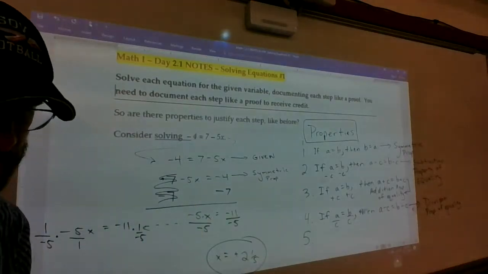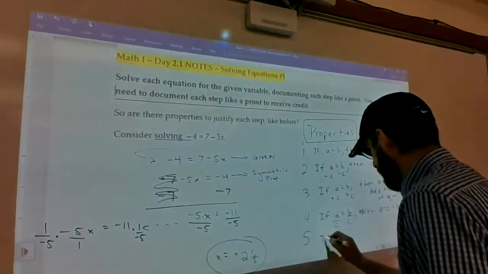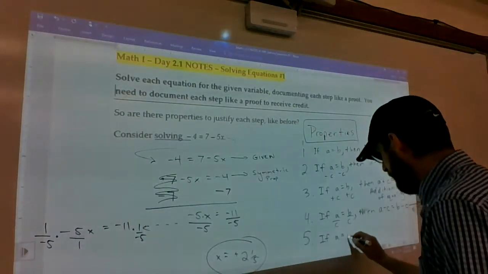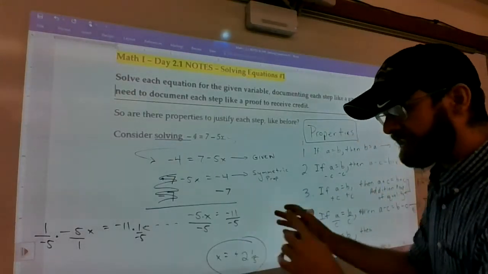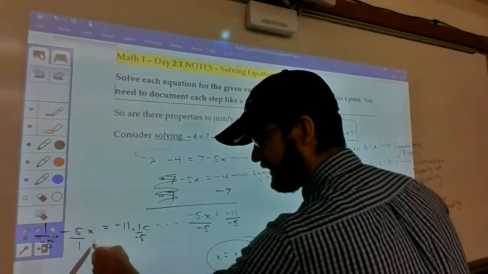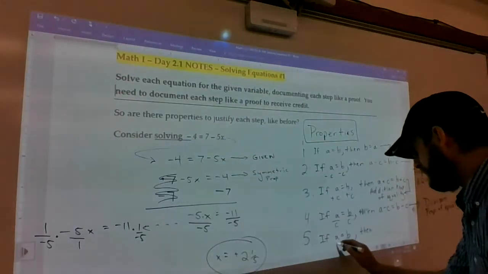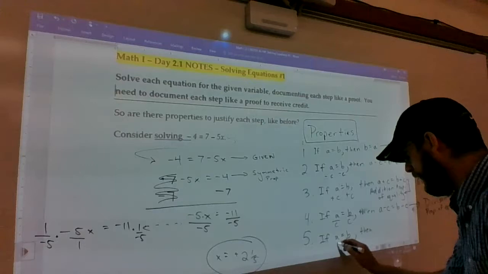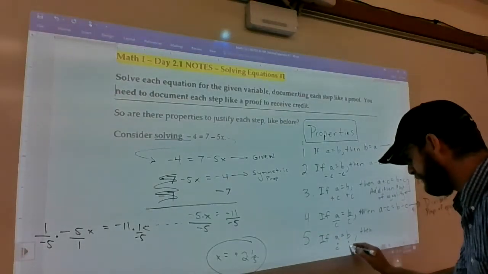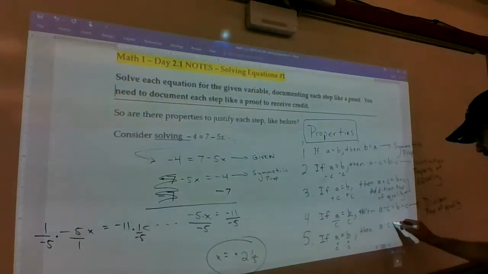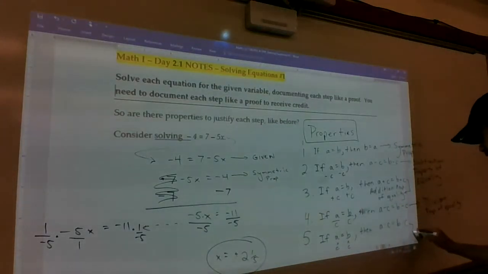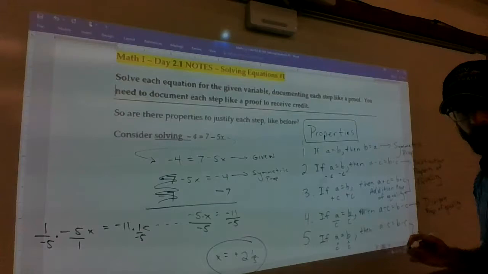I guess what I wanted to highlight here is that if I have an equation, then I can also multiply both sides of the equation by the same number and still have an equal sign. So I could multiply by C on the left and multiply by C on the right, and it's still good. So A times C equals B times C. That's the multiplication property of equality.